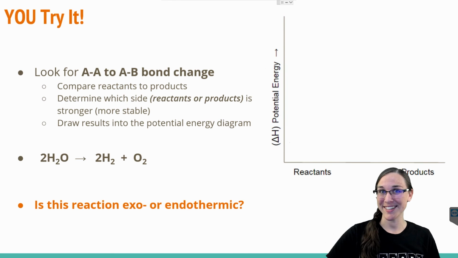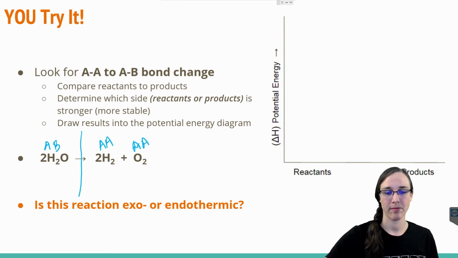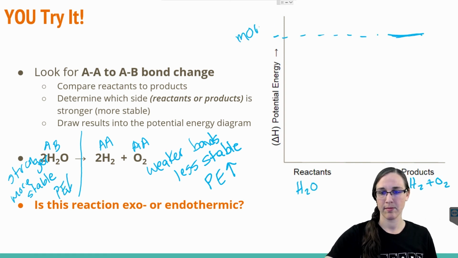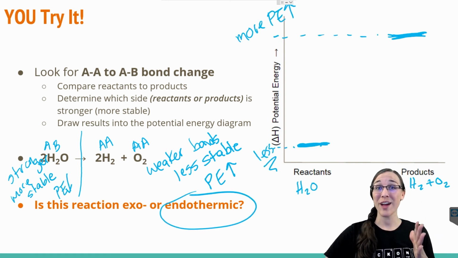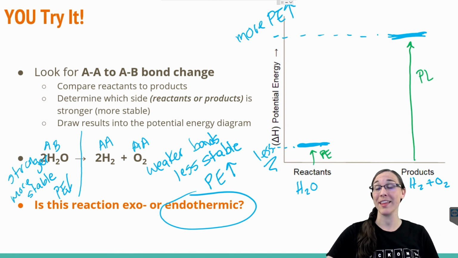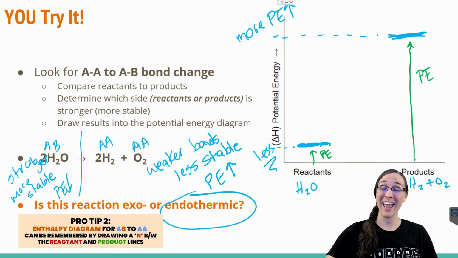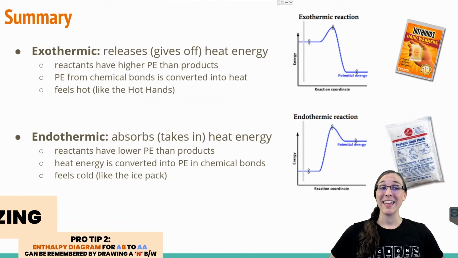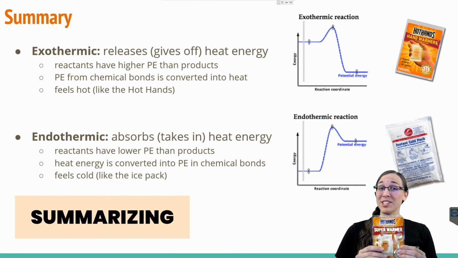Ready to check your answer? Let's do this. Hopefully you found that the answer is that this reaction is endothermic because the reactants are lower in potential energy than the products. An easy way that you can remember that this type of graph represents an endothermic reaction is that you can draw an N between the reactant and product without lifting your pen and connect both of those lines. N like endothermic.